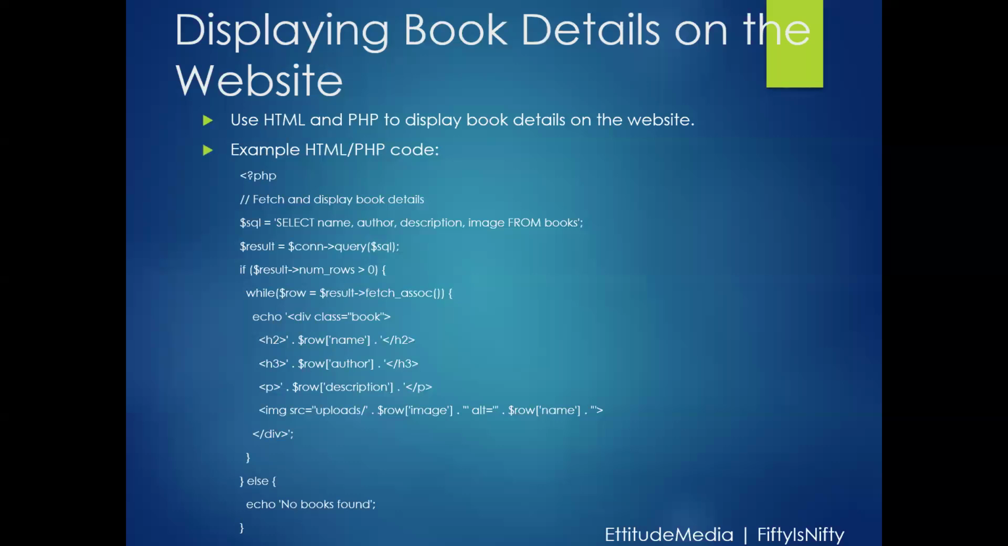All those books should be shown in a drop-down list. So we will select name, author, description from the book. We'll run that query, and if the results are greater than 0, then while those rows are fetching the data, we are going to show that. And we are also going to show it in an actual drop-down box.